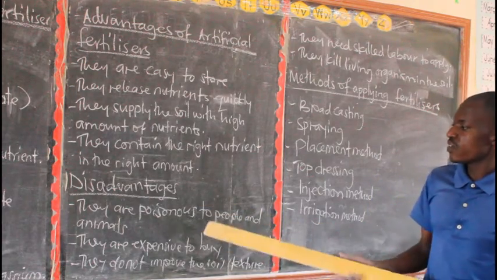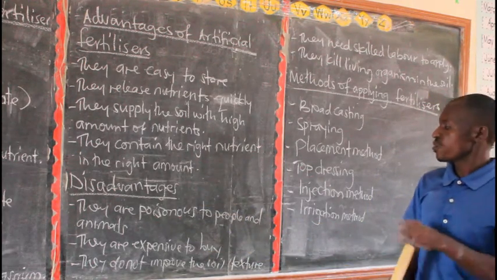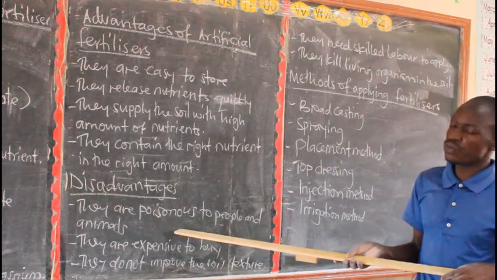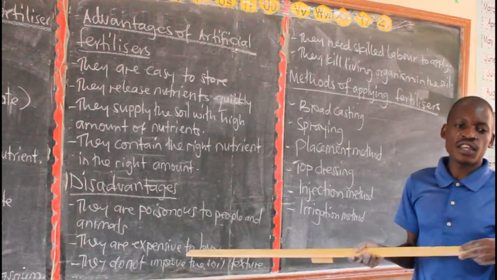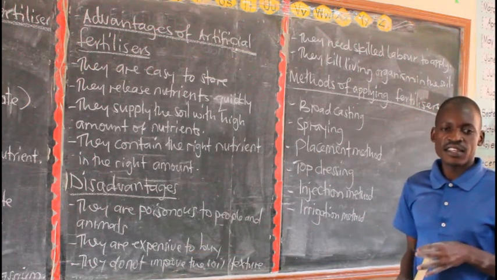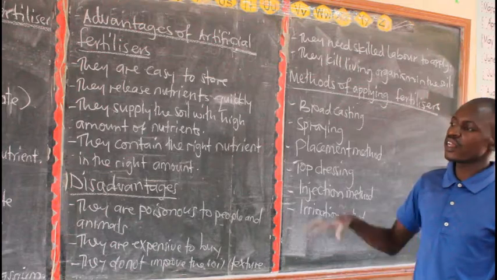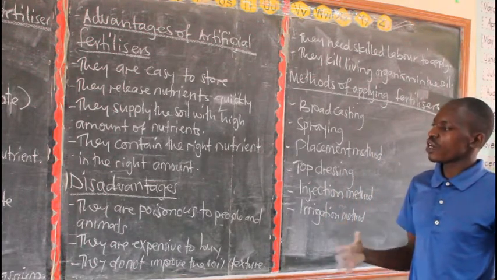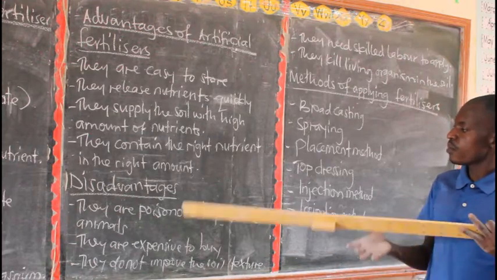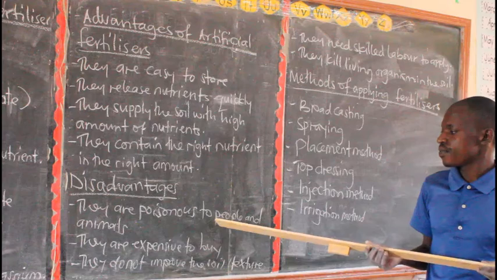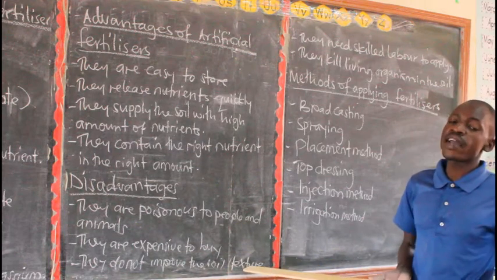Then disadvantages. One, they are poisonous to people and animals. When you store them in the house, children can easily drink these fertilizers and die. Or animals. Remember I told you that some are in liquid form, some in crystal form, and some in powder form. These fertilizers are chemicals, so they are dangerous to our lives. They are also expensive to buy.